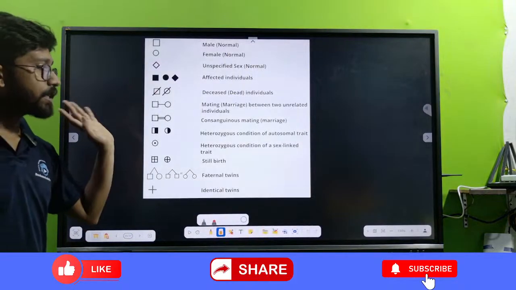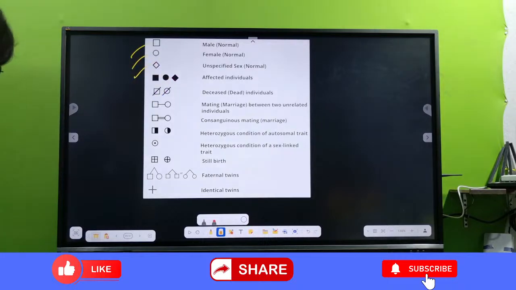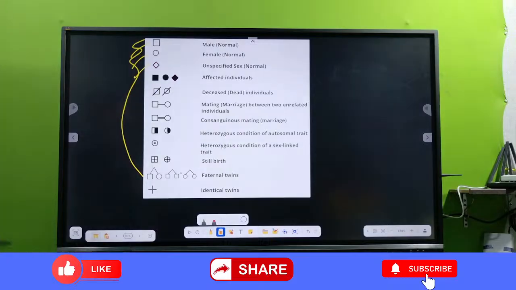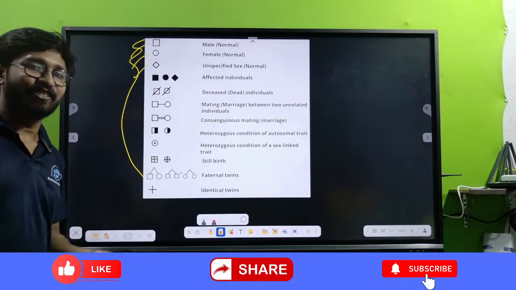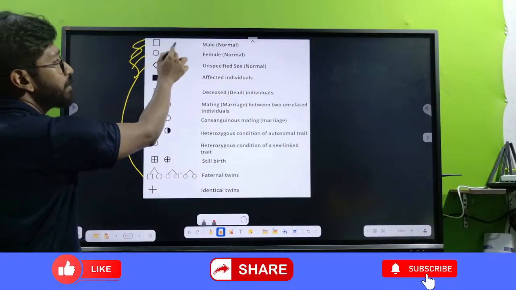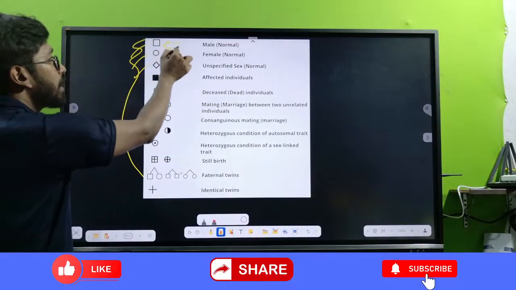This is a pedigree chart. Take a screenshot of it. Remember whatever is written here. These are the codes which are agreed upon by biologists everywhere, throughout the world. Whenever one geneticist writes this, we all know that he means a normal male.